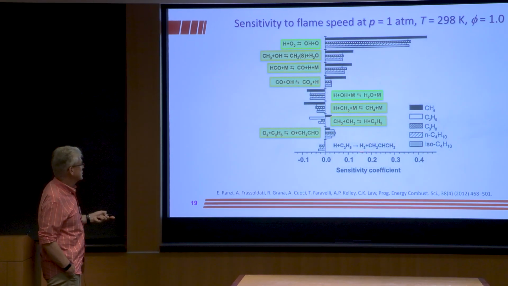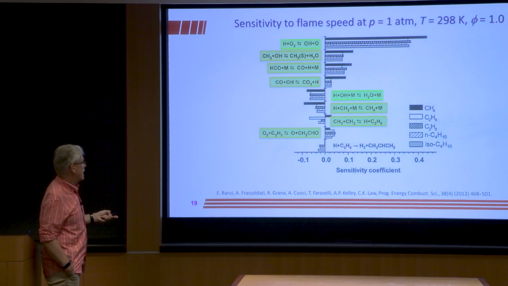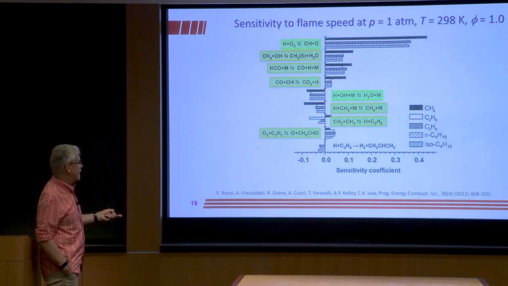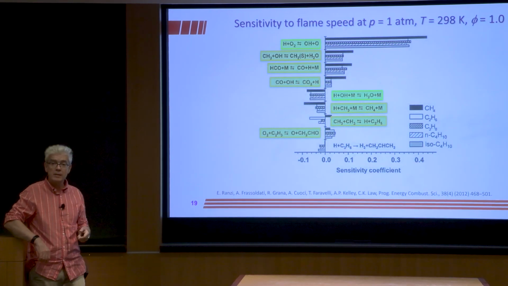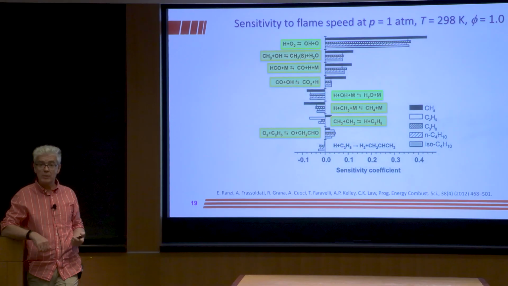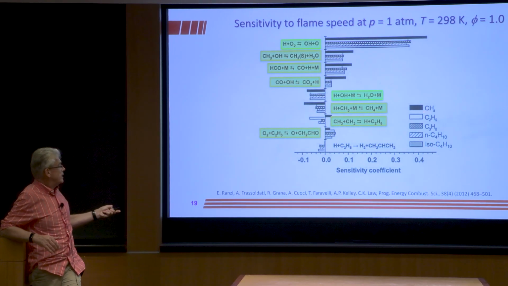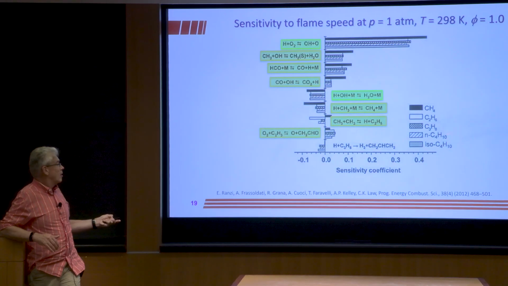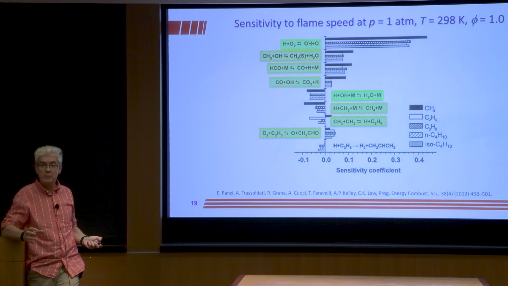The only reaction that has any sensitivity that's higher is just this propene plus H giving allyl plus H2. That's the only reaction beyond the hydrogen-oxygen and C1, C2 chemistry that's showing any sensitivity. And this is for methane, ethane, propane, n-butane, and isobutane flame speed. There are no isobutane, n-butane, propane parent mechanism reactions showing up for the flame speed.